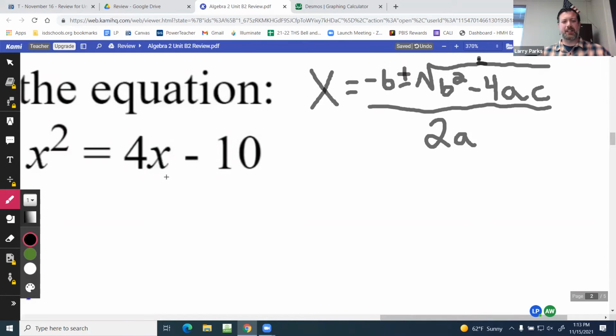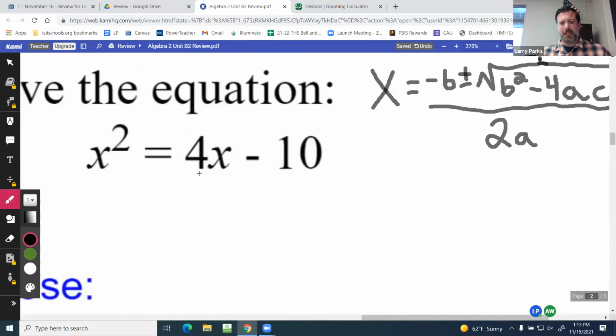All right. Now, it might be tempting to go a is 1, b is 4, c is negative 10. But you need to move everything to one side. So I need to move the 4x, make it negative. I'm going to move this over here, makes it negative. Move the negative 10 over, makes it positive. And now I have nothing over there, so I can use the quadratic formula.